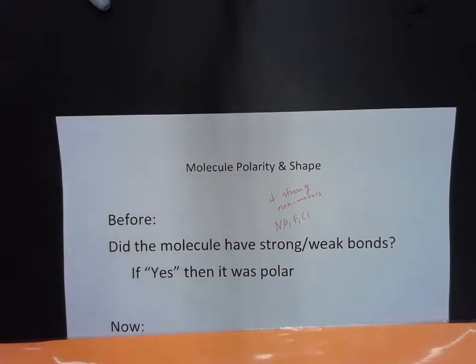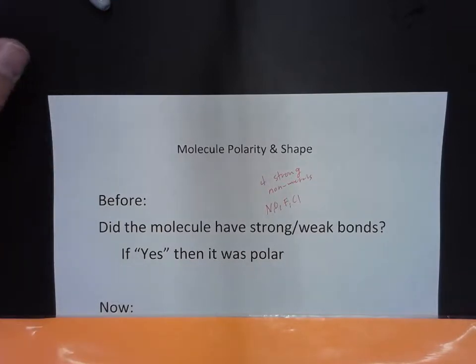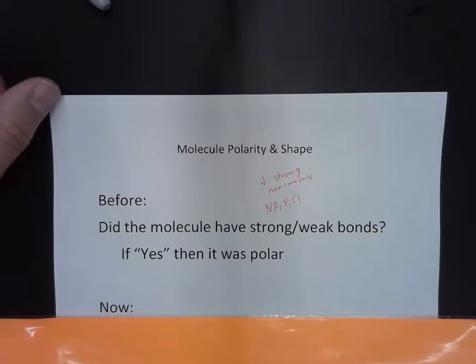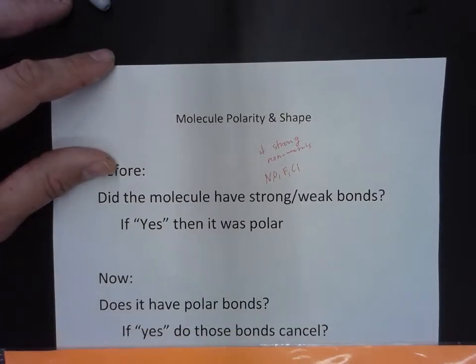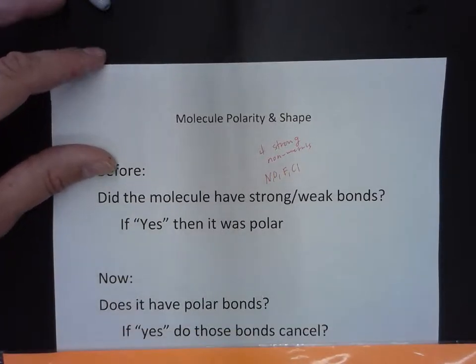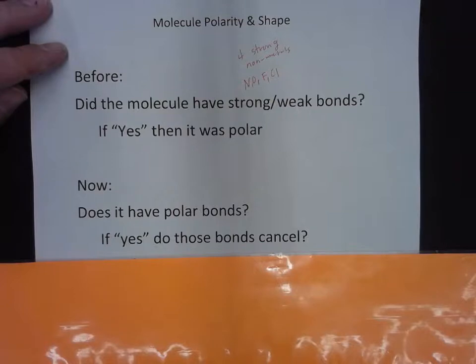Now, after having learned about the elephant and human interactions in the context of tug of war, let's transfer that idea to the strong, weak covalent bonds again. So now we have to ask, does it have polar bonds? If the answer is yes, then you have to ask, do those bonds cancel? And how do I know if the bonds cancel? Well, you have to look at the shape of the molecule. That's how this all plays into one another. There can be polar bonds, and the molecule can still be nonpolar overall because those bonds cancel.